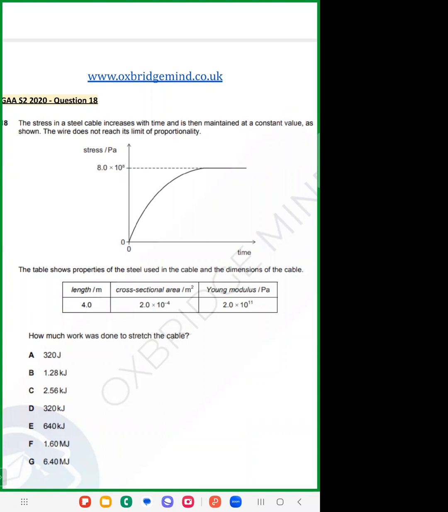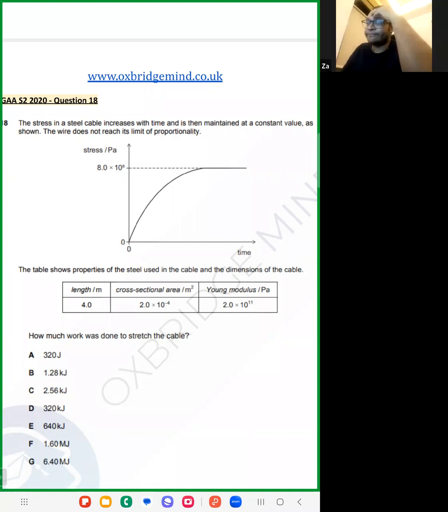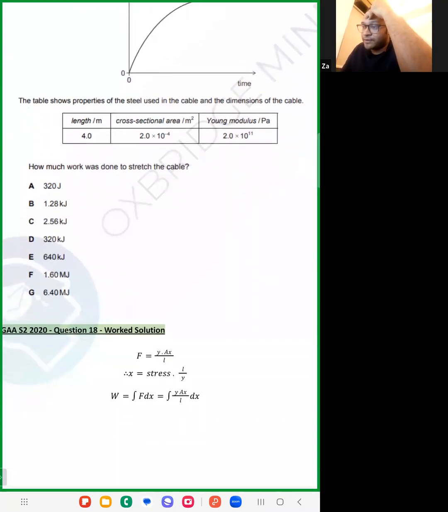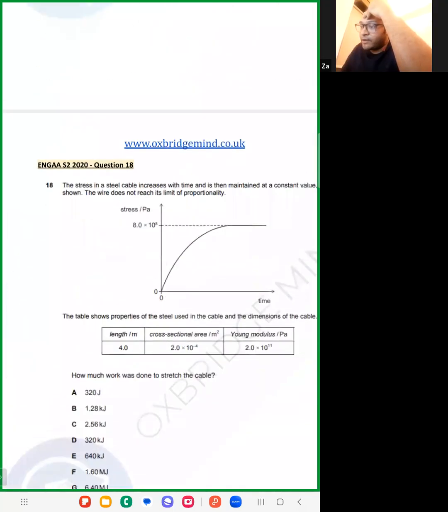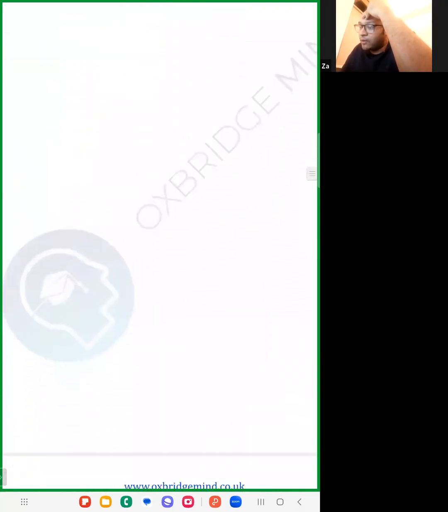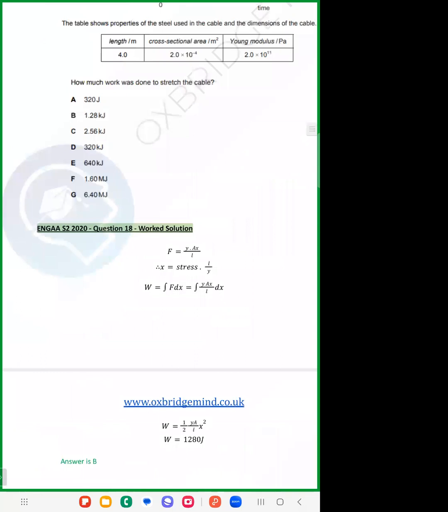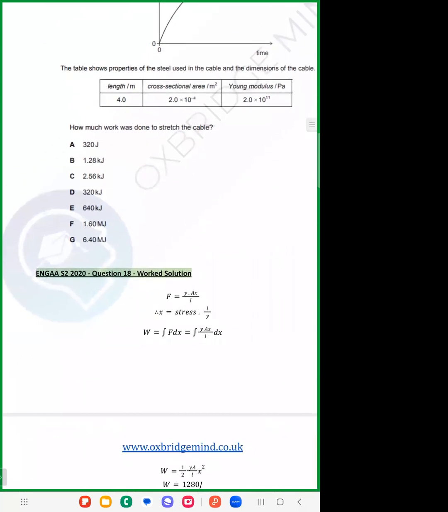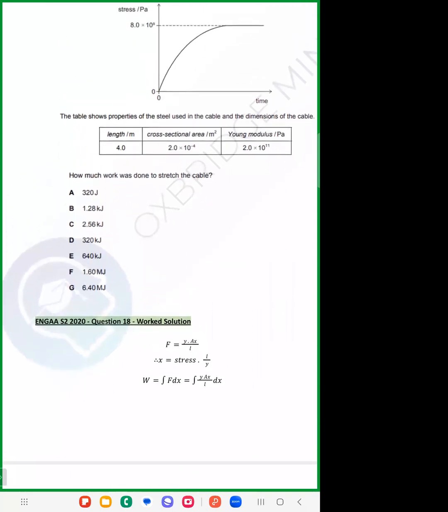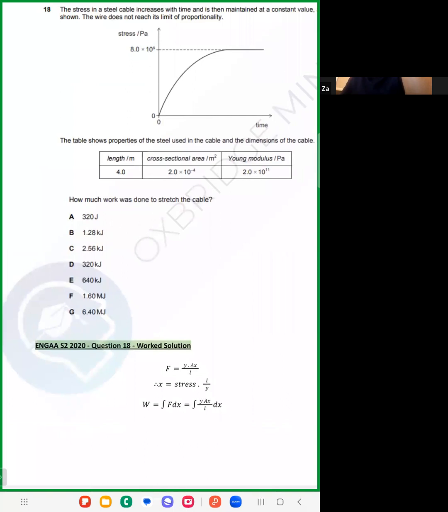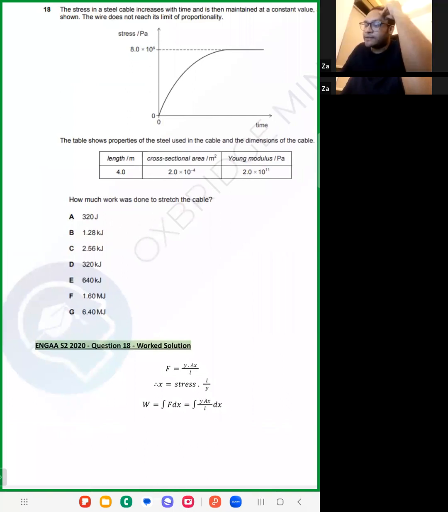Is it B? The answer is B. Wow, perfect. Nice. Great. I didn't forget the half this time. They were using that formula. Work done, right? I use the formula because it's the same as energy. Yeah, that's fine. The work done is getting stored as energy. That's all.